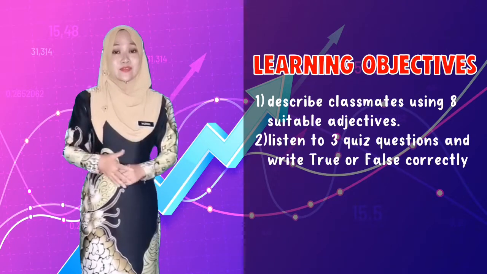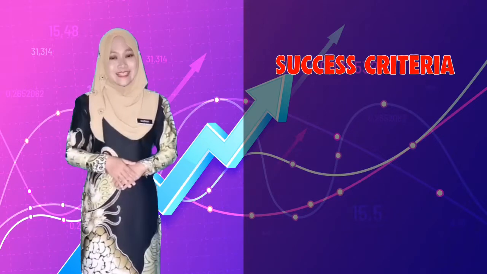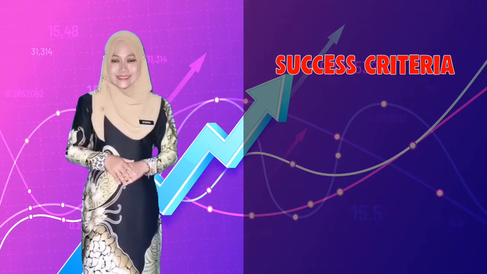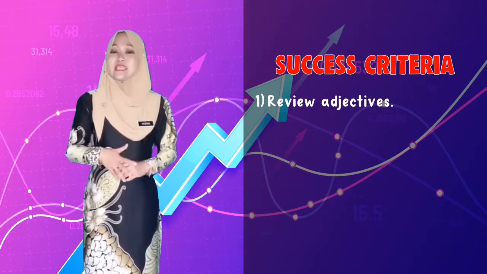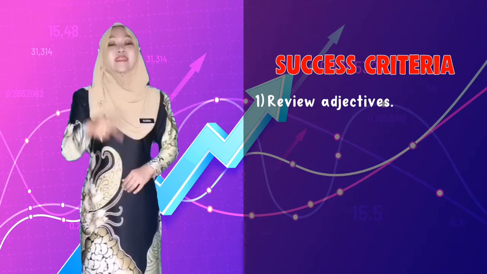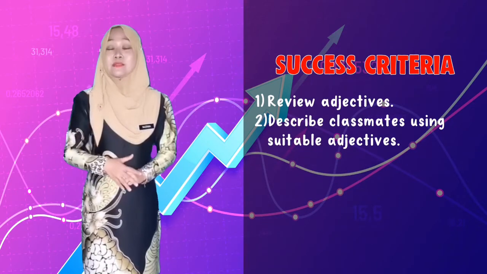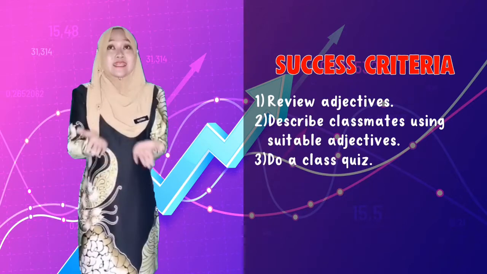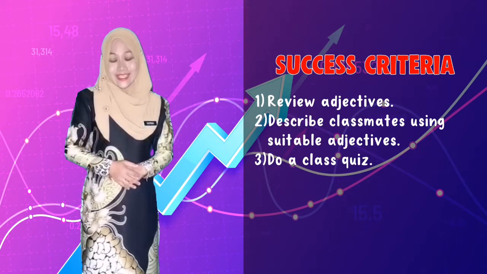How about the success criteria for today's lesson? What you can do in today's lesson to achieve the learning objectives for today's lesson. Let us look at the success criteria for today's lesson. Number 1, you can review adjectives you have learned in the previous lesson. Number 2, you can describe classmates using suitable adjectives. And number 3, you can do a class quiz. Are you all ready for the lesson today?